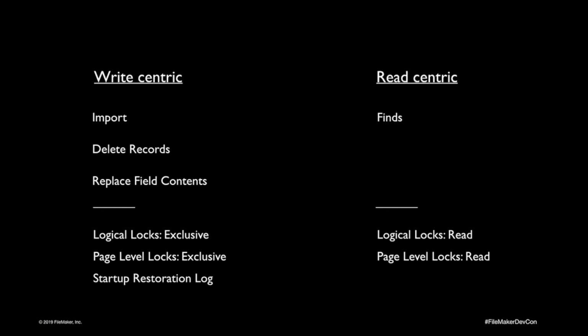Now, under the read-centric column, you can see that finds are using logical and physical locks that allow other users to access the B tree unimpeded. So finds across multiple simultaneous user deployments are going to feel significantly faster.